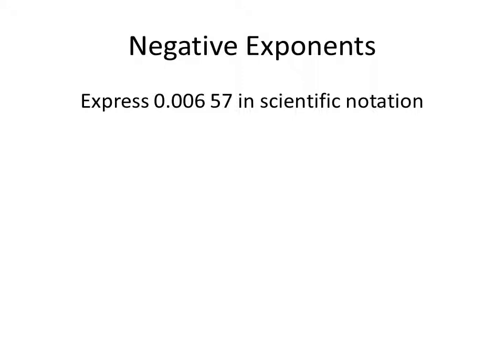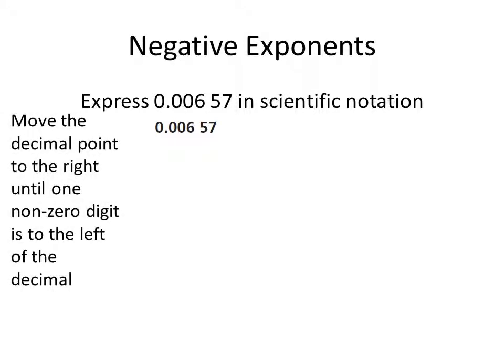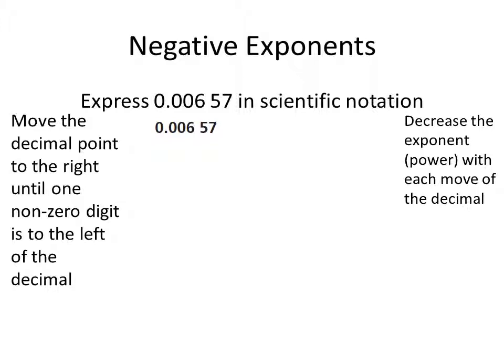If you have a number that is less than 1, and you have to express that in scientific notation, you'll end up with a negative exponent. Here in this example, we're expressing the number 0.00657 in scientific notation. We start with the number. We're going to move the decimal point to the right until there is a non-zero digit on the left of the decimal.